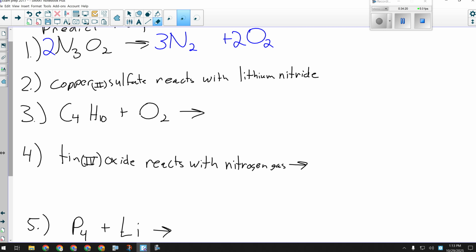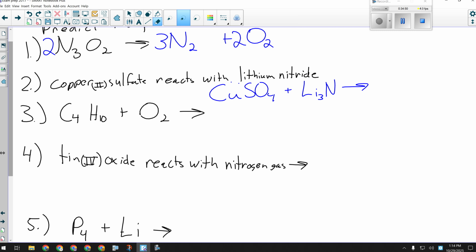This one's written out in words. So I've got copper 2 sulfate. So Cu with the 2+ charge with sulfate, that's a -2 charge. That already adds up to 0, so this compound is fine the way I wrote it. And it is reacting with lithium nitride. So Li, that's a +1. Nitrogen's a -3. Drop and swap.